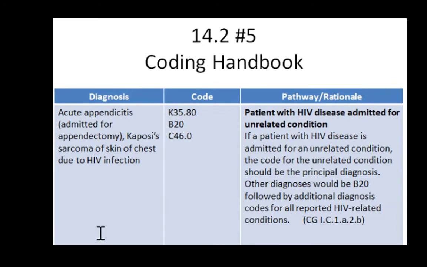And your guideline is for patients with HIV disease admitted for an unrelated condition. It tells us exactly how to sequence that. The code for the unrelated condition is your principal. Then your next code, your next diagnosis would be your B20, followed by any additional codes. In this case, the Kaposi sarcoma would be the last code.